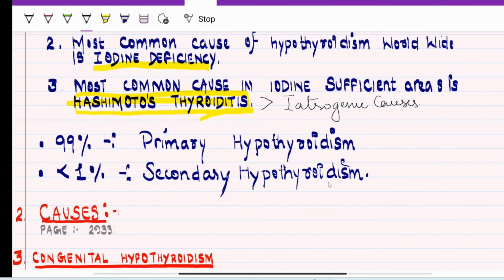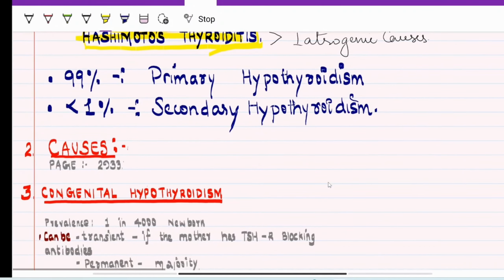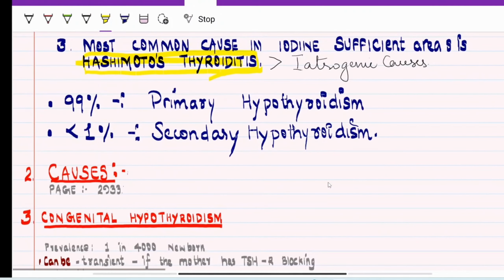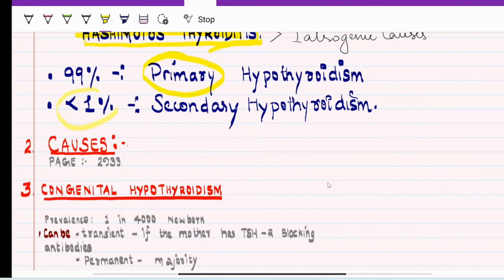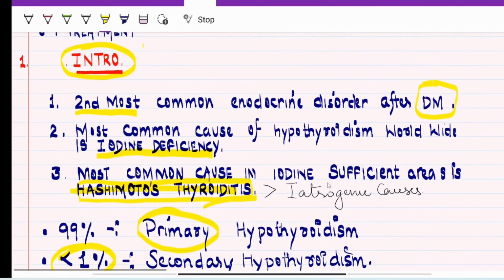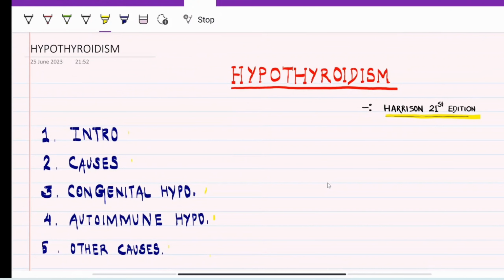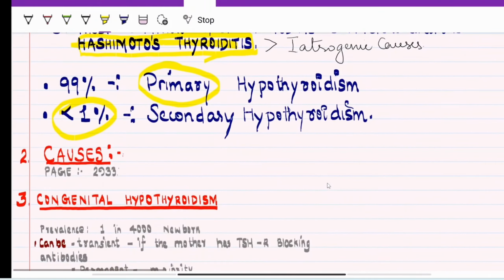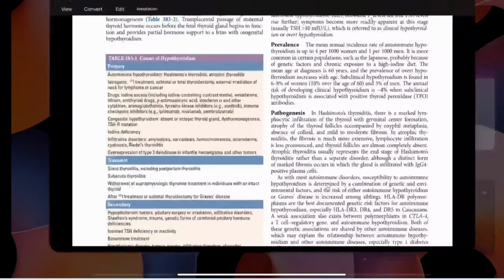In 99% of cases, hypothyroidism is primary, meaning the gland itself is affected, and only in 1% of cases does secondary hypothyroidism occur. So we have completed the first topic, the introduction regarding hypothyroidism. I have briefed it from Harrison's textbook. Secondly, the causes of hypothyroidism, which is given on page number 2933.